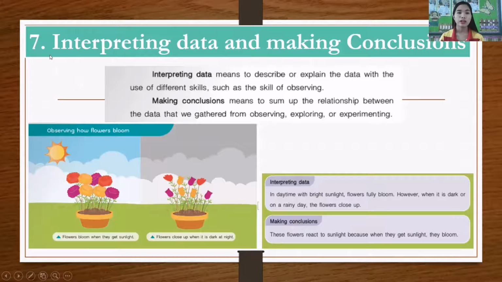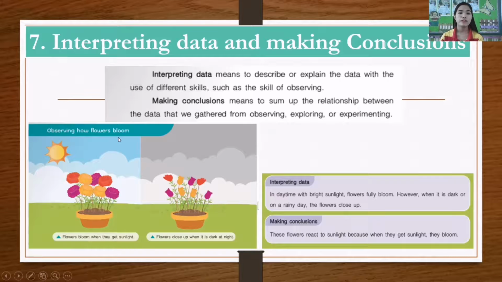We have the last one, which is interpreting data and making conclusions. Okay, so interpreting data means to describe or explain the data with the use of different skills, such as the skill of observing. And making conclusions means to sum up the relationship between the data that we gathered from observing, exploring, or experimenting.